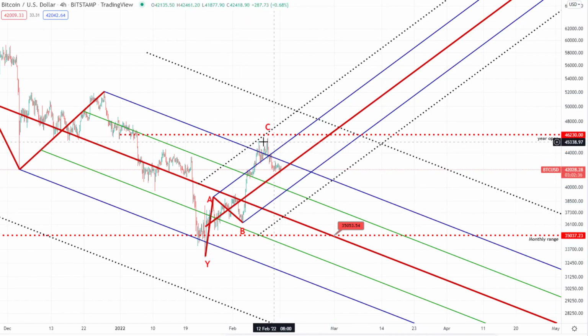Also of note, there's a very key level here. This is at $46,230, and this is the yearly open. The year open for 2022 was right here, and we have still yet to come back above that level, so it's obviously still acting as resistance.